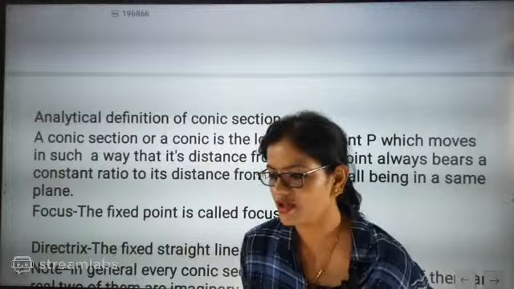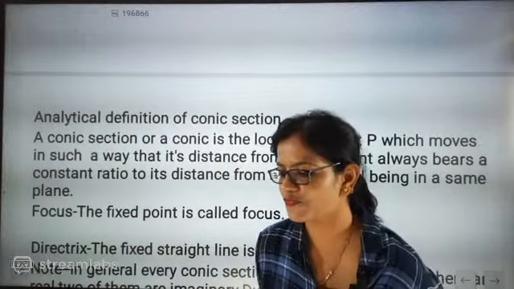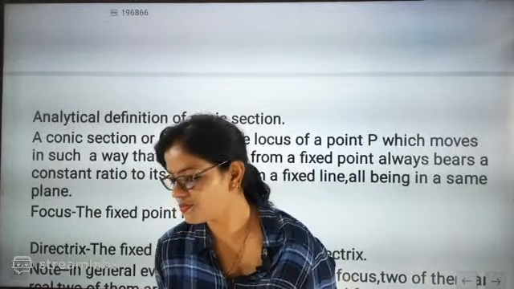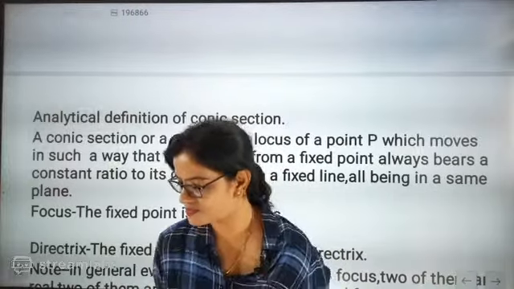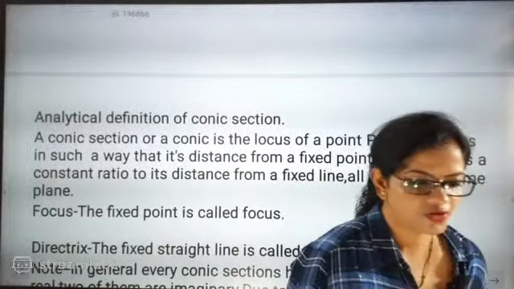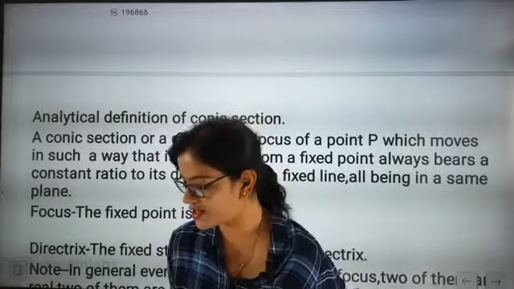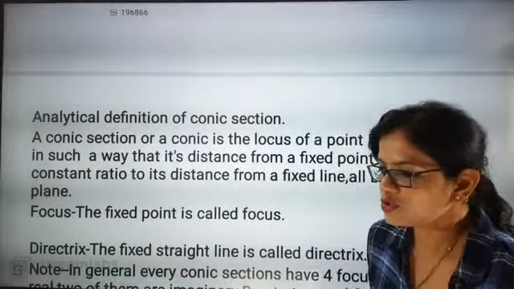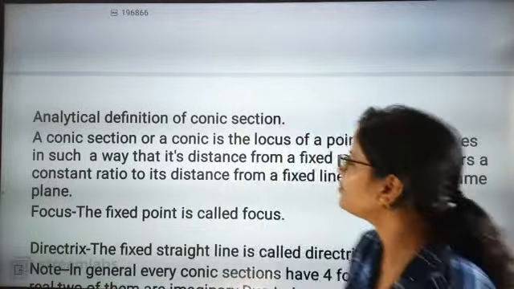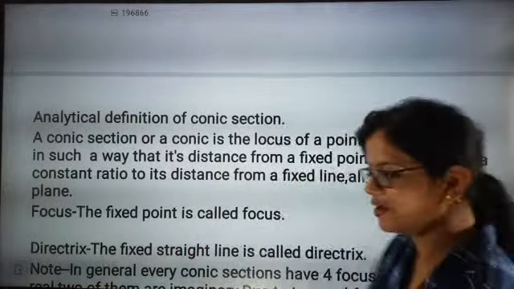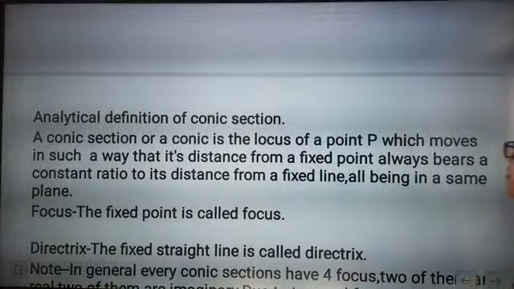Yes, correct. For a parabola, eccentricity will be 1. For an ellipse, eccentricity will be less than 1. For a hyperbola, eccentricity will be greater than 1. We will discuss that, but first we go to the definition, because the definition part is still not clear.